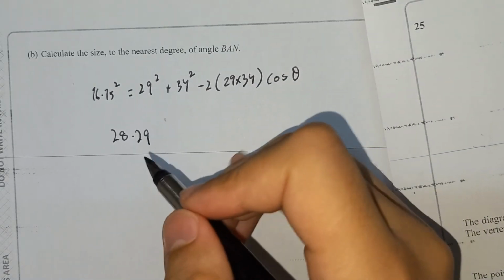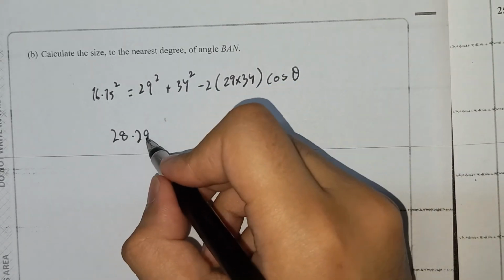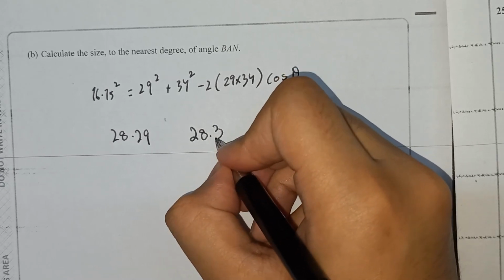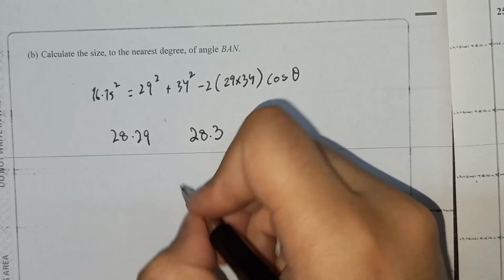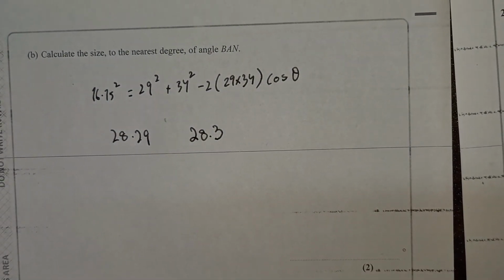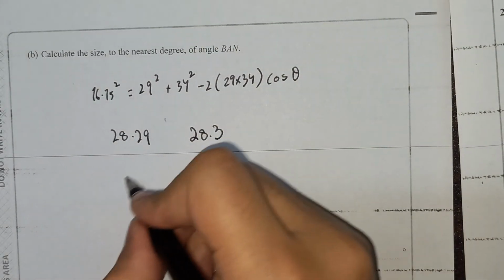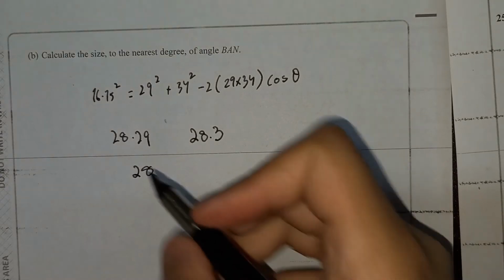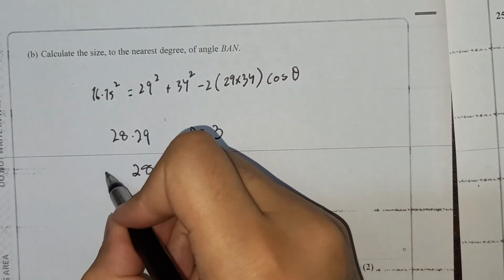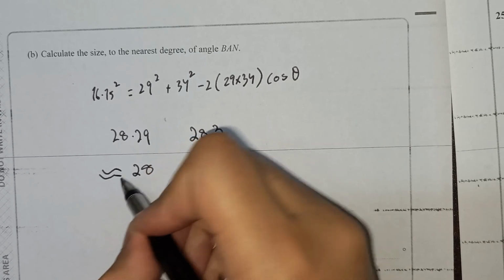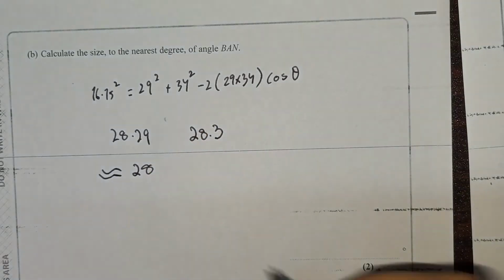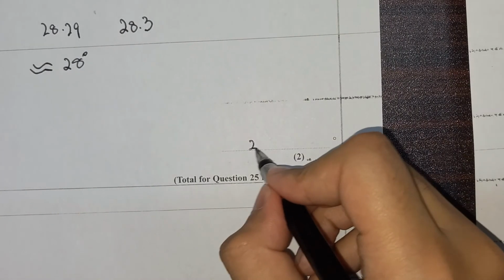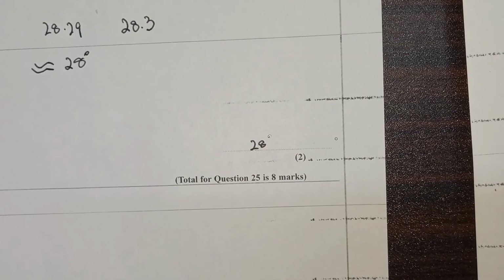28.29, but to the nearest degree we will round it off, so 28.3 is our first rounding off, but we will simply write it as 28.3 or 28 degrees. And instead of using an equal mark, when you're rounding off anything, you should use this, which means an estimation, and 28 degrees is our angle. So we're done with question number 25.